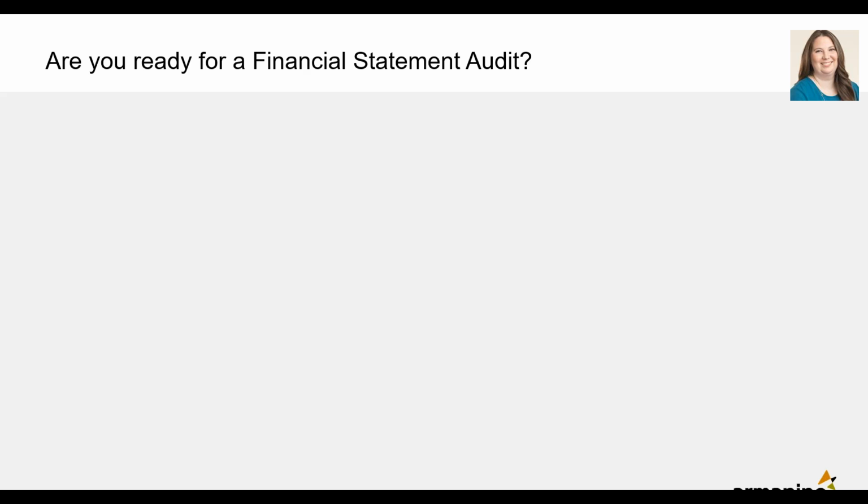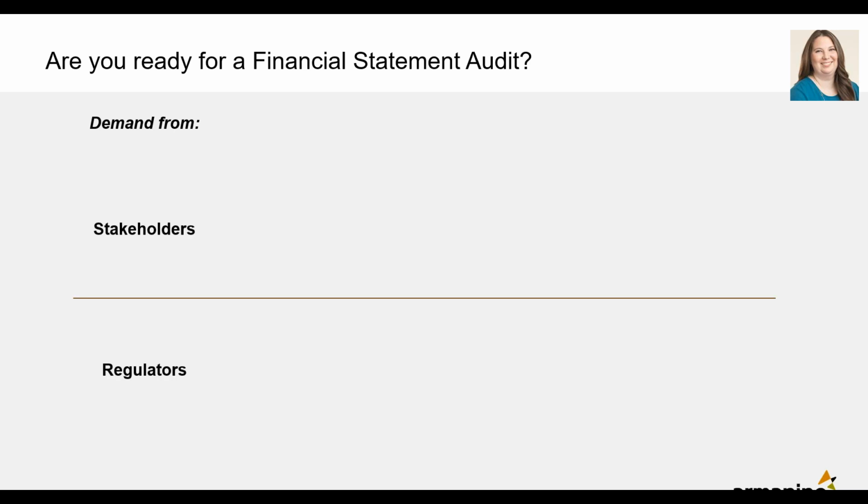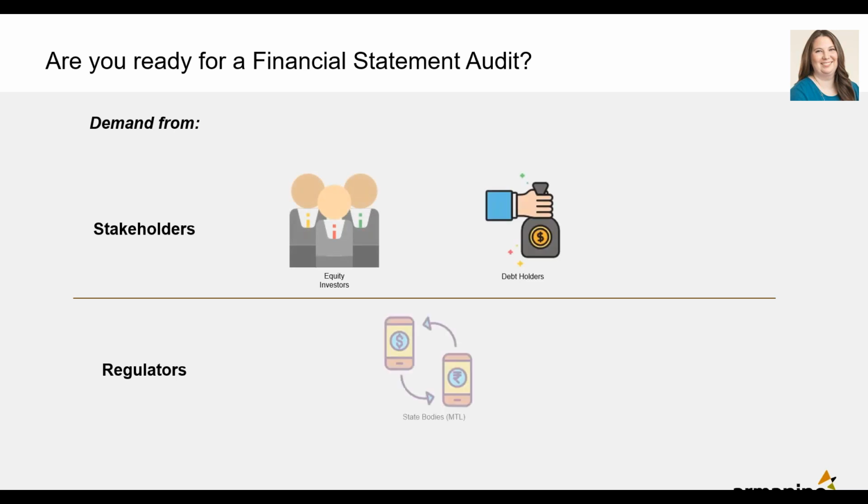So I just want to talk a little bit about understanding: are you ready for a financial statement audit? But really the question is, why does any of the stuff that we've been talking about here even matter, right? Like I'm putting my books together and everything's great. But the reality is that if you're not already required, in the near or not too distant future you're likely going to have an audit requirement or some type of compliance requirement. It can either come from your equity investors, debt holders, or regulators like state agencies for a money transmitter license, perhaps, or federal agencies such as the SEC.